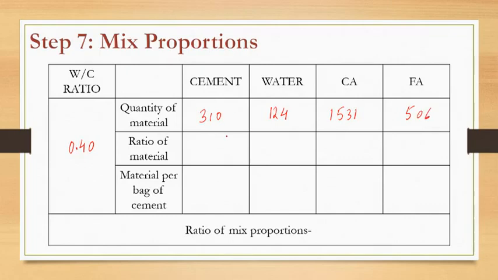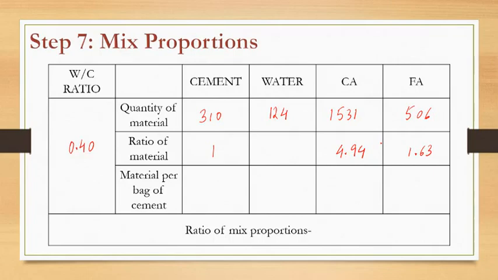How do we find the ratio of materials? We divide everything by the mass of cement, because in a ratio we always take cement as 1. So here we get 1. Coarse aggregate we get 4.94, how? 1531 divided by 310. Fine aggregate we do 506 divided by 310, we get 1.63. So what will our ratio be? The ratio is cement is to fine aggregate is to coarse aggregate. So our ratio will be 1 is to 1.63 is to 4.94.